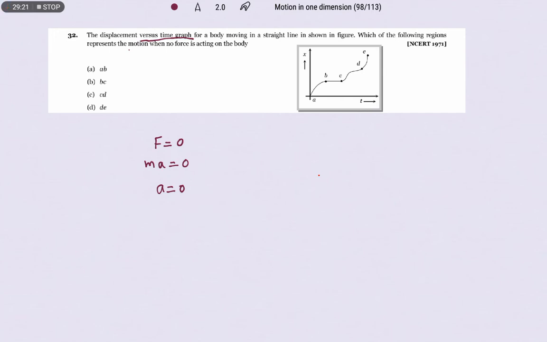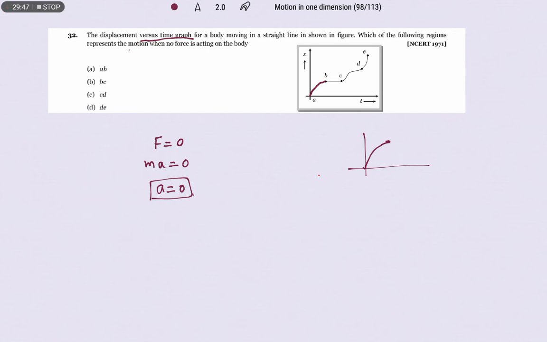Now let us see, in which region do we have acceleration as 0? So see here, this is an x-t graph. From A to B, the x-t graph is bending downwards. That means it is retarding motion. If it is retarding motion, it has some acceleration. That's why there is an opposing force acting. So this A to B region will be wrong.